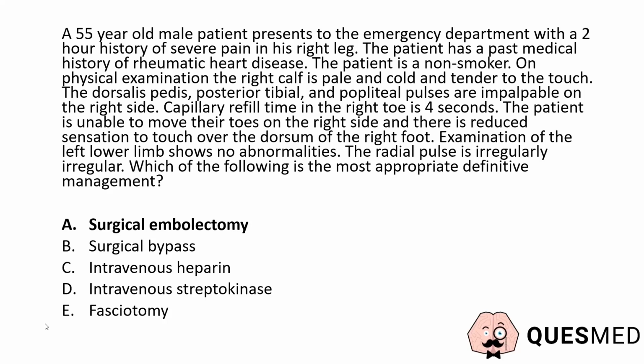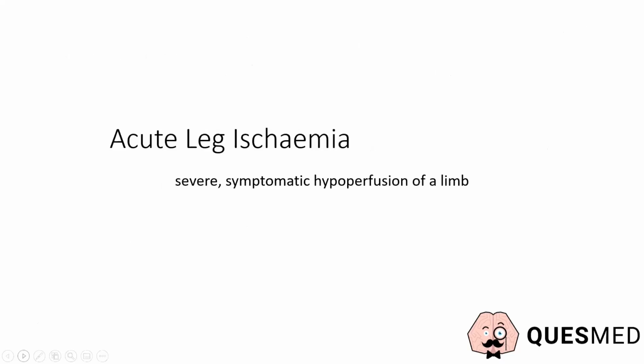IV streptokinase, so IV thrombolysis, is an option in incomplete limb ischemia. However, in complete limb ischemia, where all 6 Ps are present, thrombolysis isn't really an option because to dissolve the thrombus would take several hours. And again, fasciotomy isn't correct because that's the management for a patient presenting with compartment syndrome, which isn't in keeping with this presentation. So we'll move on to the next slide.